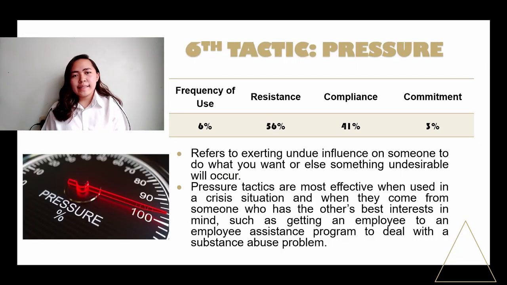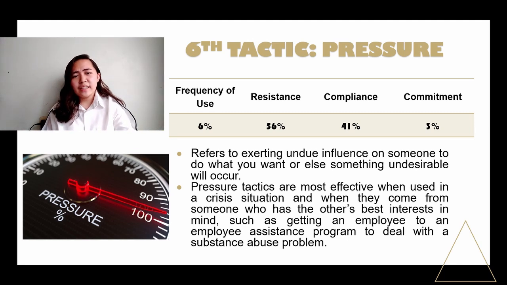So the sixth tactic is pressure. It is more likely to result in resistance or compliance than in commitment. This refers to exerting undue influence on someone to do what you want or else something undesirable will occur. So an agent uses demands, threats, frequent checking, or persistent reminders in an attempt to influence a target to carry out a request.